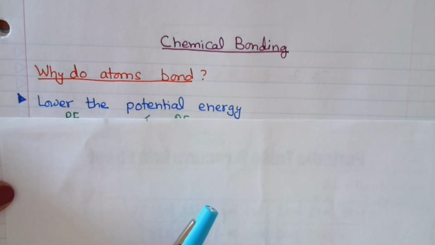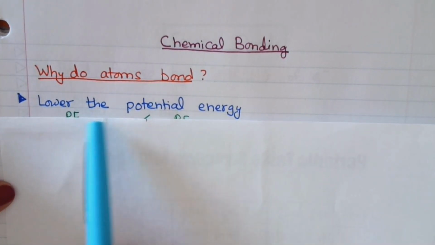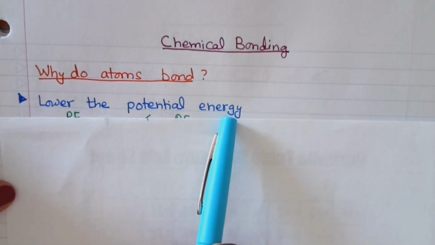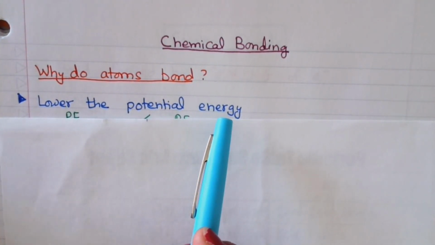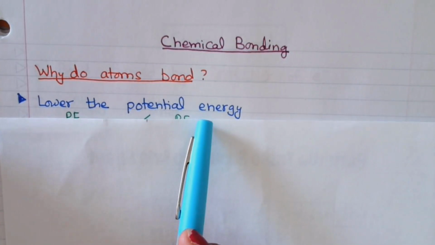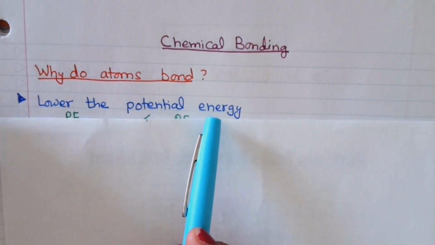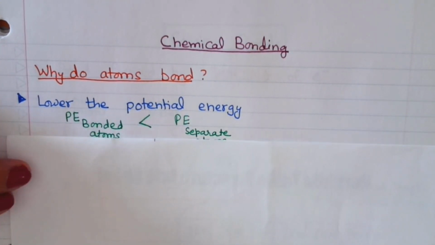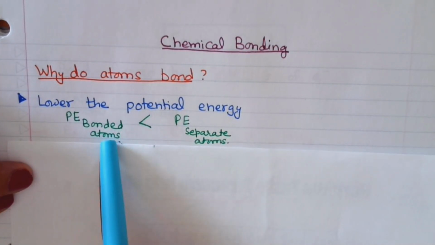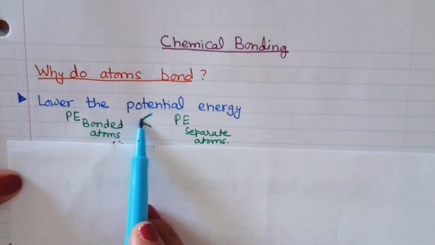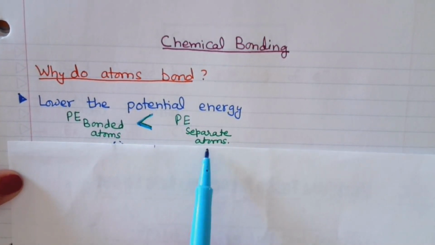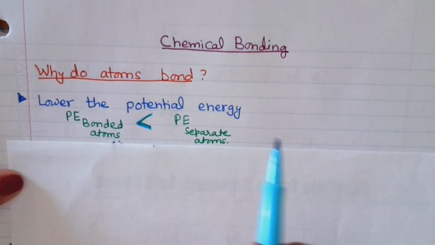This is because they need to lower the potential energy, right? Bonds are formed because the elements in the bonded state have the lowest potential energy. So atoms that are bonded together have less potential energy compared to the potential energy of the separate atoms.